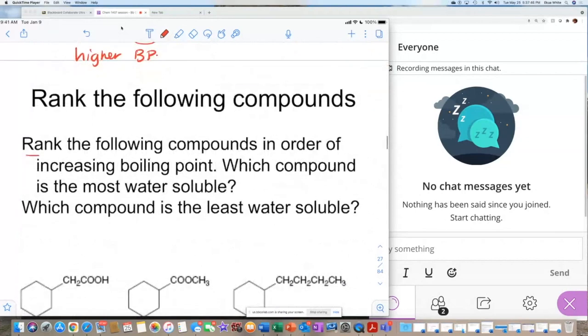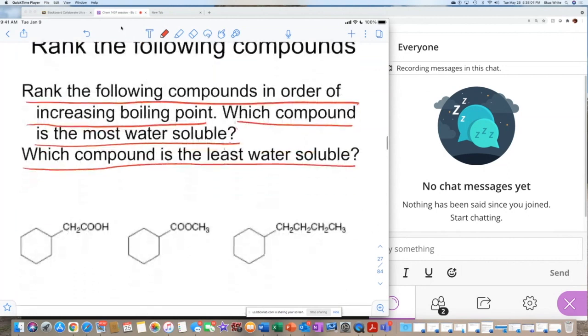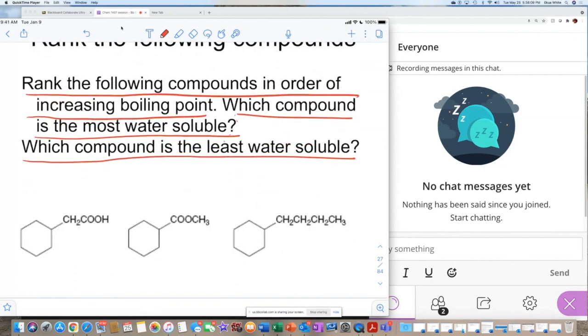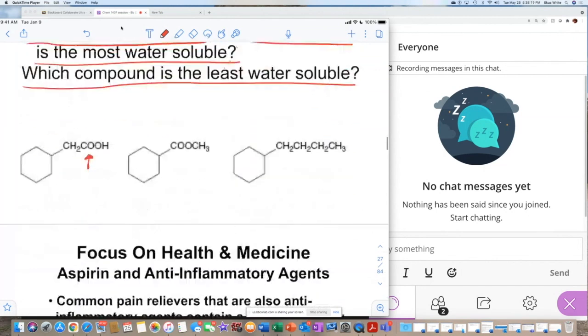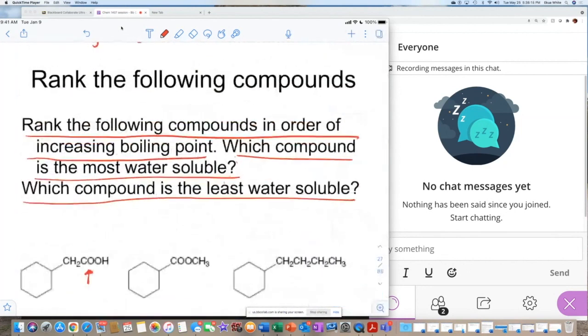Rank the following compounds in order of increasing boiling point. Which compound is the most water soluble? Two different questions. Which compound is the least water soluble? So we have three different questions, but the last two are somewhat related. I'm going to address it one at a time. Let's look at the one with the highest boiling point. We look for carboxylic acid right there.